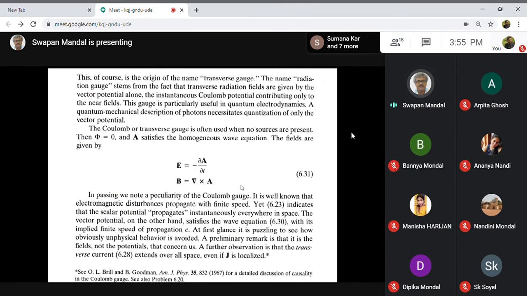This is very interesting, is it not? Because just by knowing the vector potential alone, you can calculate electric field and magnetic field as well, if you are habituated in the Coulomb gauge condition. So under Coulomb gauge condition, you have to find out the vector potential alone in order to get the electric field and magnetic field. Maybe you may not believe that phi equal to 0, how phi equal to 0 in the Coulomb gauge condition. Just let me show you how it is coming.